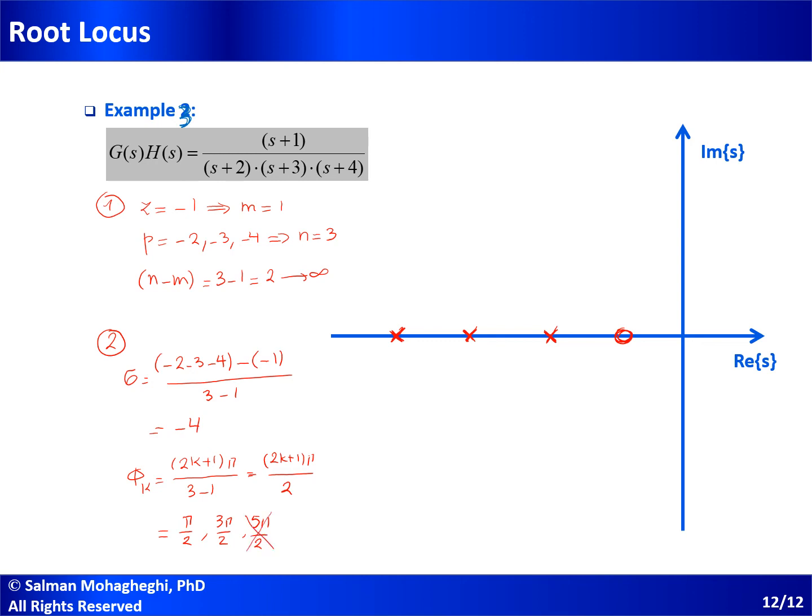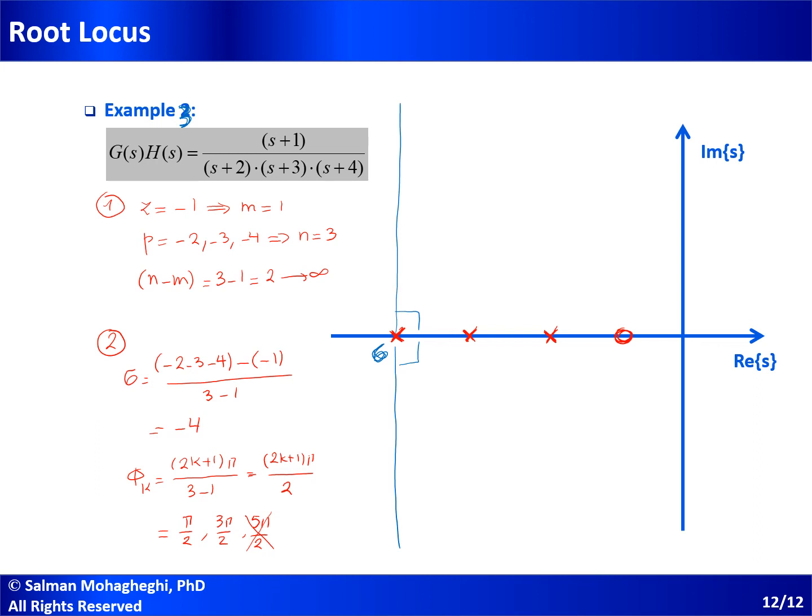So I will have 2 asymptotes, one of which has an angle of 90 degrees, the other 270 degrees, and they intersect at -4. So this is going to be one asymptote with angle 90 degrees. This is going to be the other one with angle -90 or 270, and of course that is going to be my point sigma. Notice that sigma ends up being at the same location as one of the poles, so it's at -4, which is one of my pole locations, and that's okay.